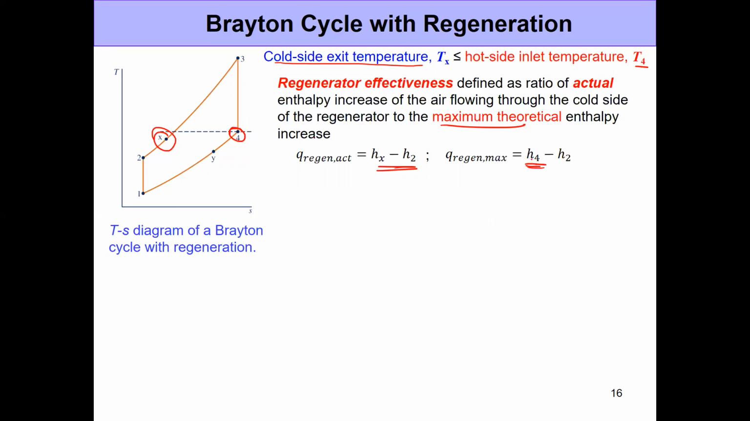So this would be the maximum possible thing. An ideal thing which can happen in an ideal situation never happens in an actual situation. But we want to put this here so that we set an upper limit, okay? An absolute upper limit. So the regenerator effectiveness is simply Hx minus H2, which is the actual increase in the heat input, the actual enthalpy increase of the air going through the cold side, divided by the maximum possible enthalpy increase. That's H4 minus H2.